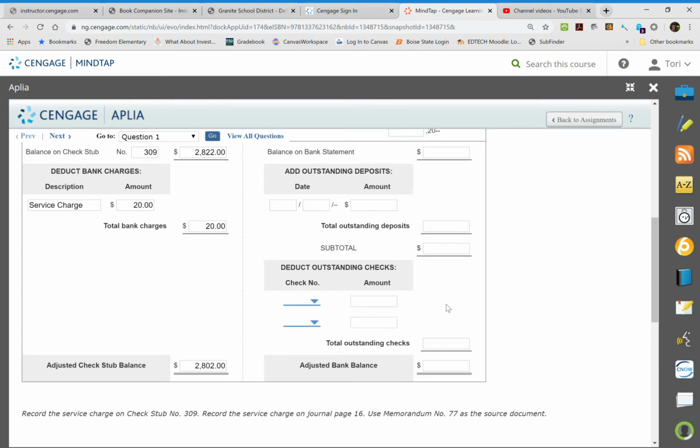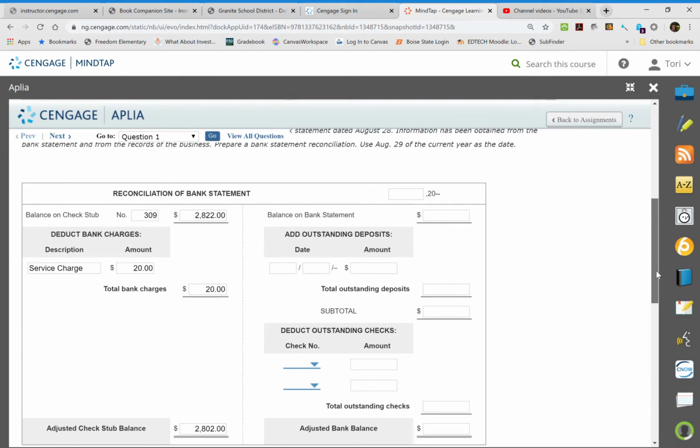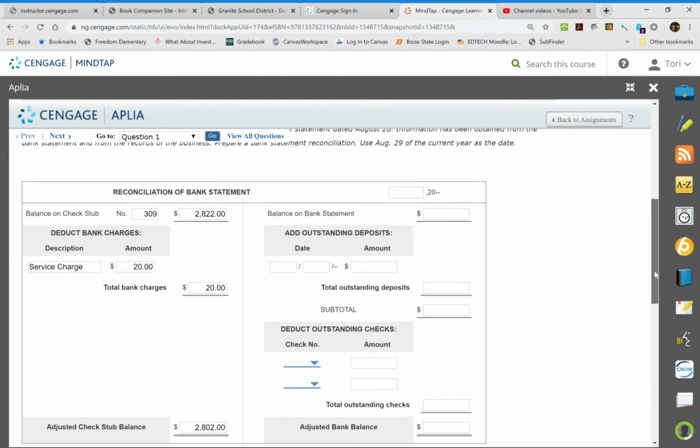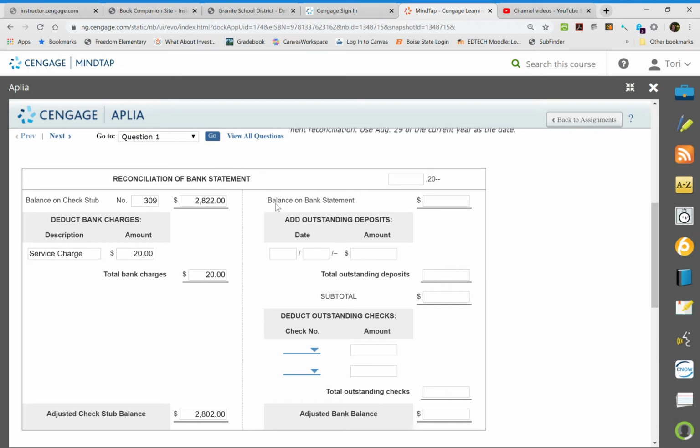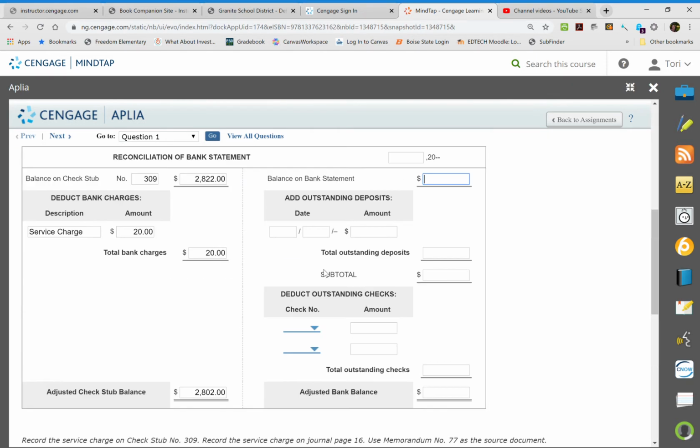Over here on the right is what we have for checks that are not cashed yet or whatever still needs to happen. So balance on bank statement, this is what our actual bank has record of. We're going to write up here, balance on check, bank statement. And then the one thing I always forget to do is the date up top, and it's August 29th. So make sure to do the date.